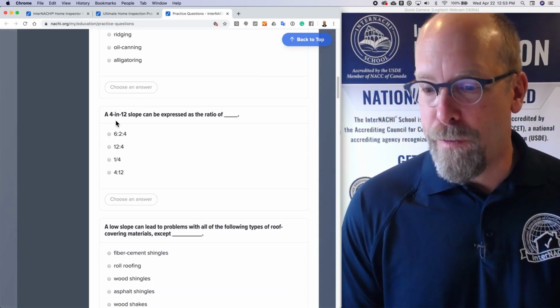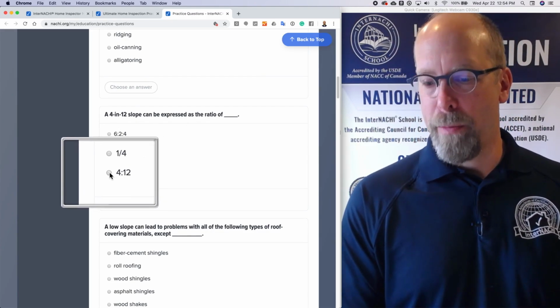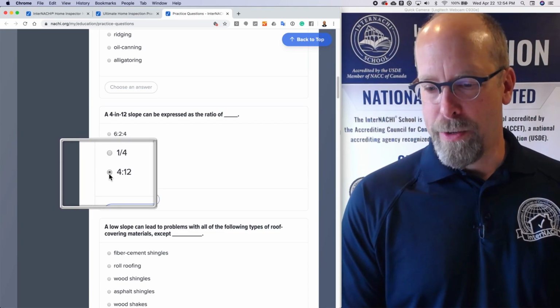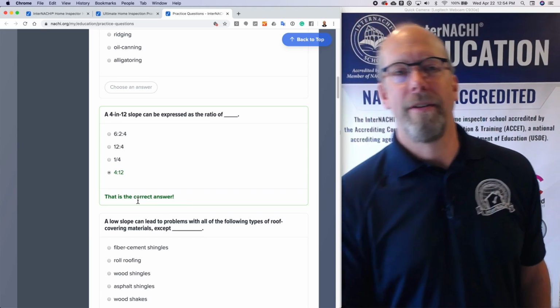Not really guessing. 4 and 12 slope can be expressed as a ratio of what? 4 and 12 slope is 4 and 12. So click that, check my answer. That's correct. This is kind of fun to do.